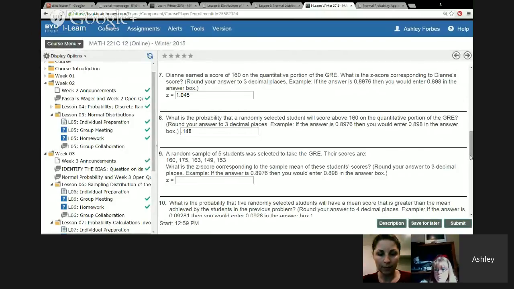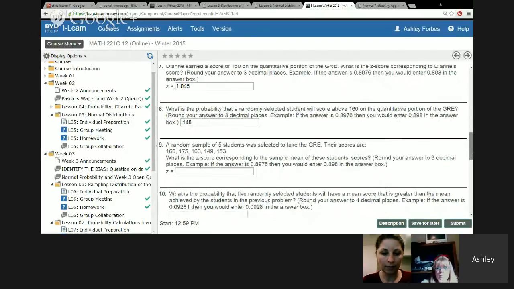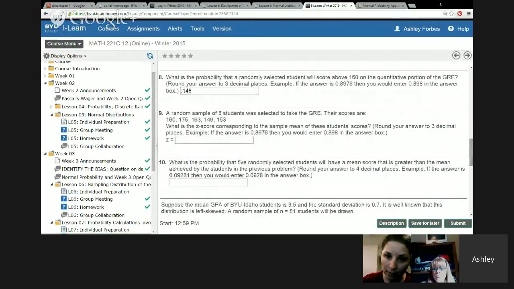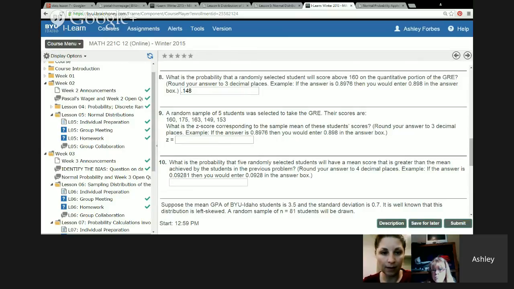All right. A random sample of 5 students was selected to take the GRE. Their scores are 160, 175, 163, 149, and 153. What is the z-score corresponding to the sample mean of these students' scores? Round your answer to 3 decimal places. Okay, so we just have to take the average of those and then find the z-score for that average? Is that what you guys are assuming? That's what I was thinking. Okay. I'm going to go ahead and do the math then.